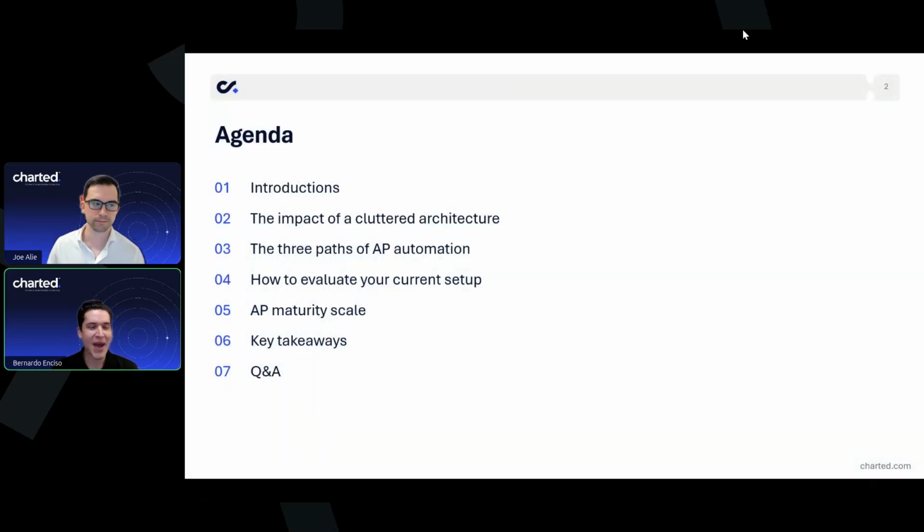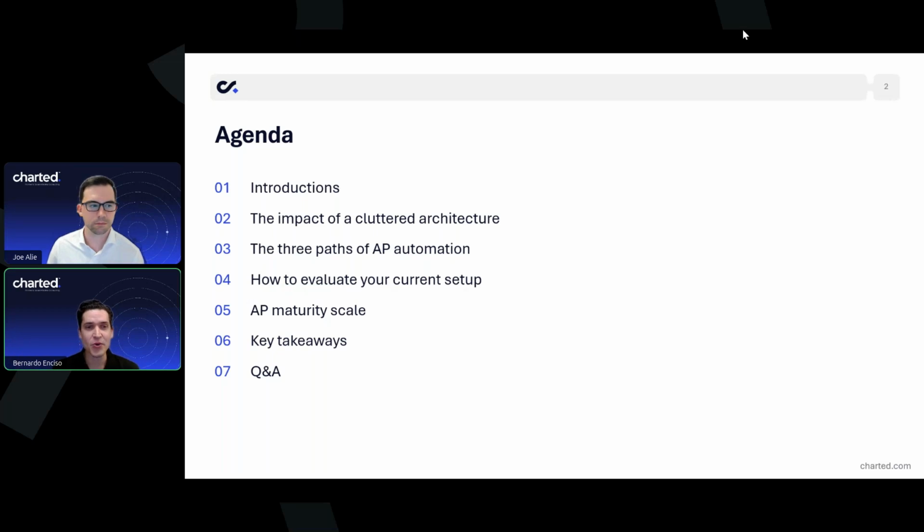All right, so we have a packed agenda for the next 55 minutes or so. We have really 3 goals in mind for this session. First, we want to make sure that we talk about what is the right architecture when thinking about AP automation. What does a cluttered architecture look like, and what are the things that need to be considered as we think about the future of AP at your business?